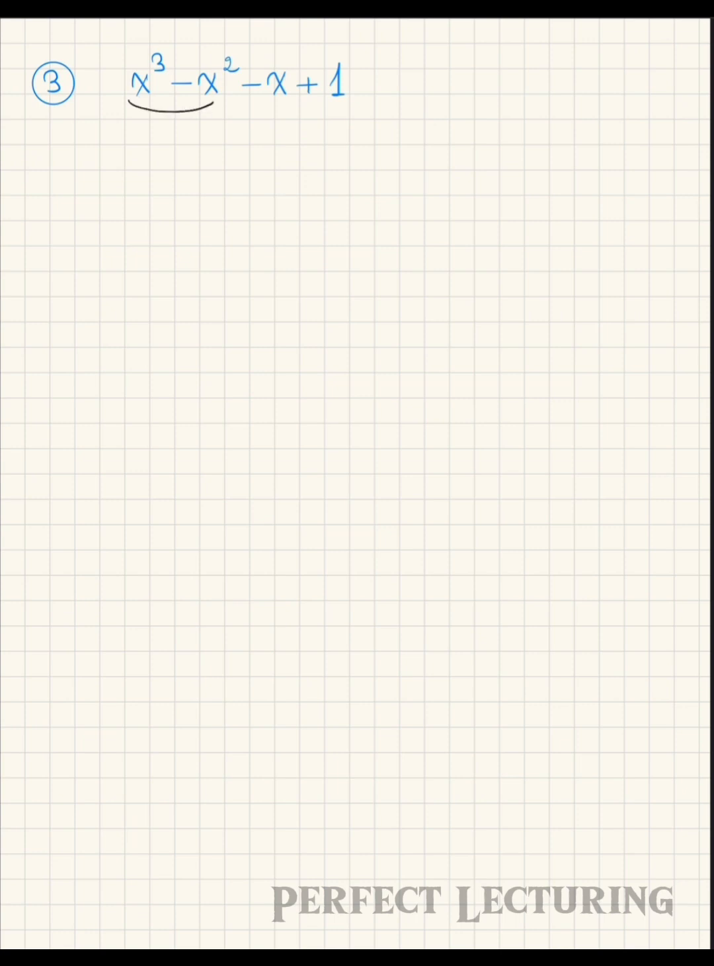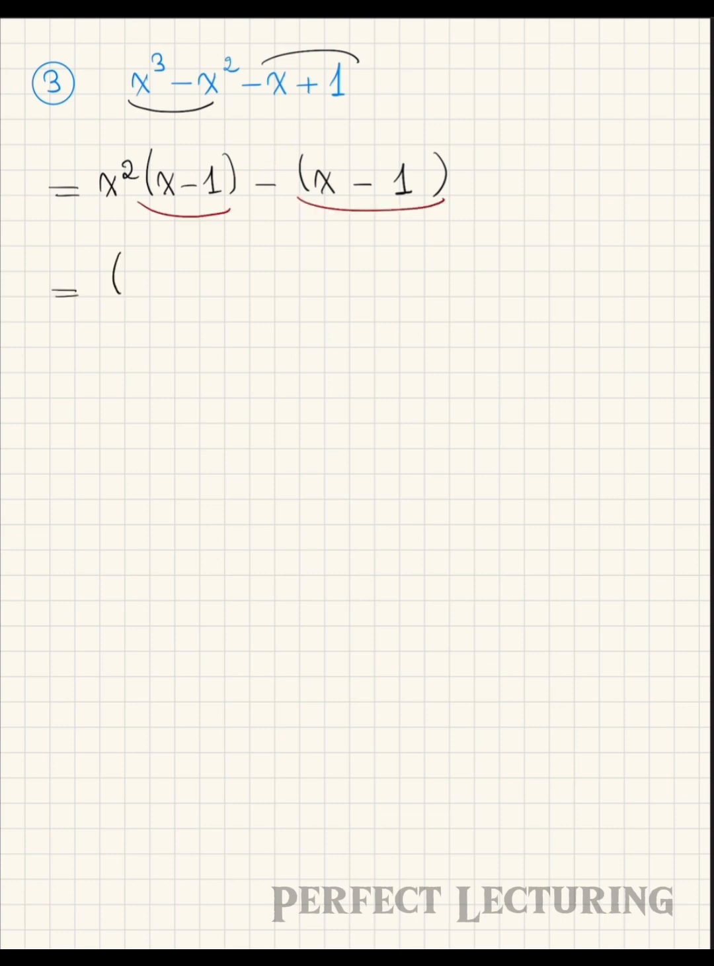So the first two terms have x squared as a common factor, and I'm left with x minus 1. What about the second two terms? Well, we have minus x plus 1. There is no common factor. But the trick here is that I have to factor out a minus so that I'm going to change the signs inside, and by doing this, I will end up with a new common factor. So the trick again is to take out a minus.